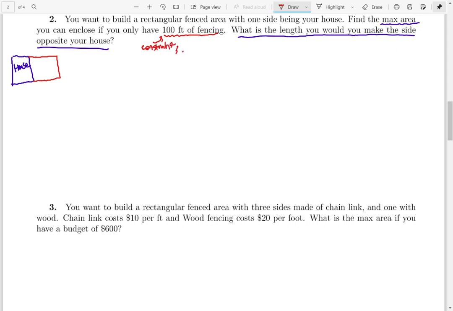So I recognize that that's going to be one of my constraints. It may not be the only one, but it's definitely one of them. Alright, what else can we say?